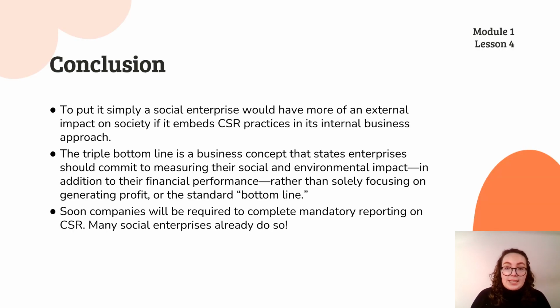Finally, to conclude this lesson, let's revise what we have discussed. To put it simply, a social enterprise would have more of an external impact on society if it embeds CSR practices in its internal business approach. The triple bottom line is a business concept that states enterprises should commit to measuring their social and environmental impact in addition to their financial performance, rather than solely focusing on generating profit or the standard bottom line. Soon, companies will be required to complete mandatory reporting on CSR. Many social enterprises already do so.